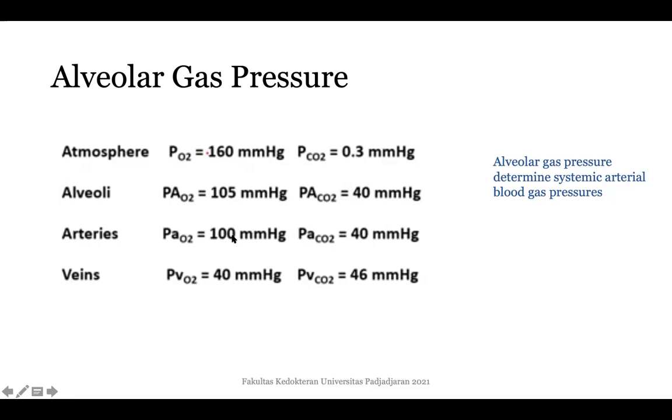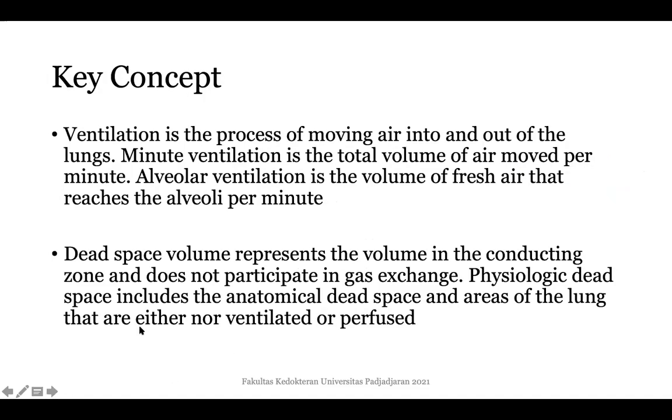The arterial blood is going to be taken to the organs, where the organs take the oxygen and dump CO2. So you'll see the pressure of oxygen in veins will be decreased because the oxygen is being used by the organs, but the organs dump the CO2, so the pressure of CO2 in the vein will be increased from 40 to 46 millimeters of mercury. So this is our key concept.